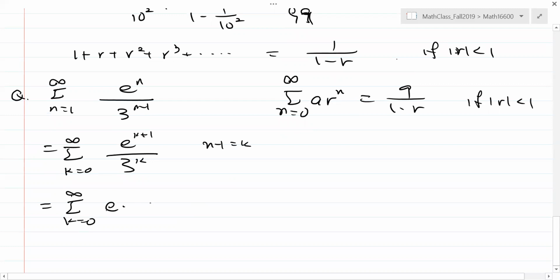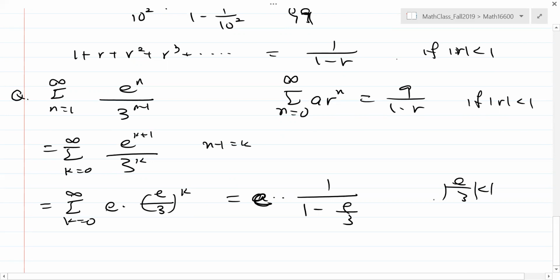Then you will see e times (e over 3) to the power k. This is very similar to the above form. A is going to be e, and the ratio is 1 minus e over 3. Because e over 3 is less than 1, that's why you can apply the formula. E over 3 is less than 1.